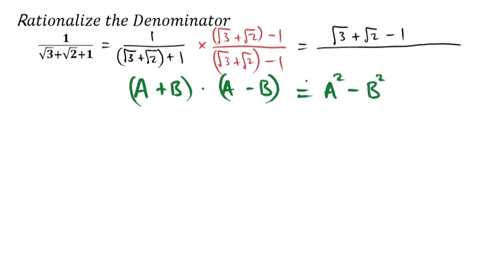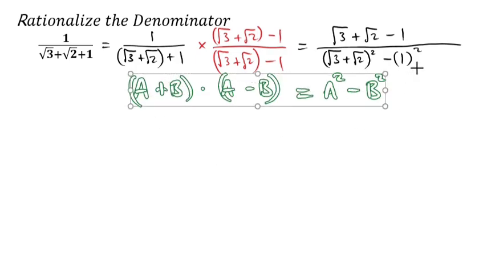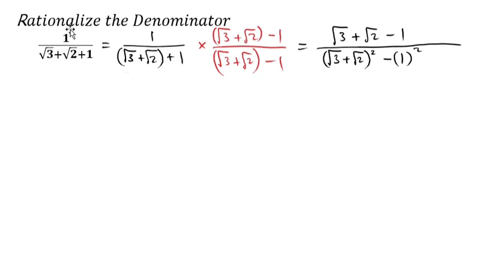So using this concept, I can just say my first term is (root 3 plus root 2) squared minus the second term is 1, so 1 squared. If you do not like this concept, you can just go ahead and expand the whole thing to reduce to this. So now, in the numerator, I have root 3 plus root 2 minus 1.